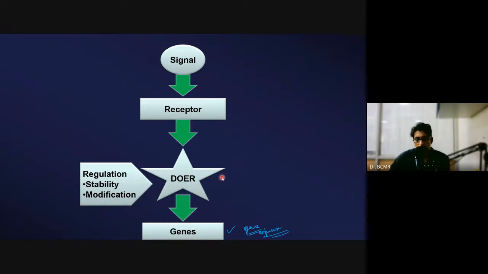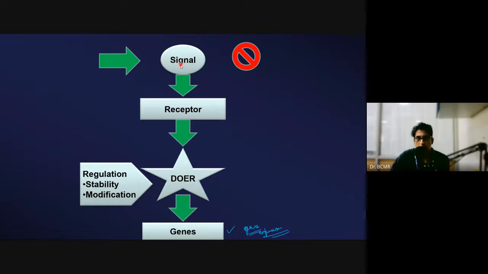So we need a lot of regulatory things, right? Say a signal is produced, and if it is constantly produced, then you will have constant upregulation of these genes, and that is not good for the cell. So we should have a way of deleting the signal too, right?